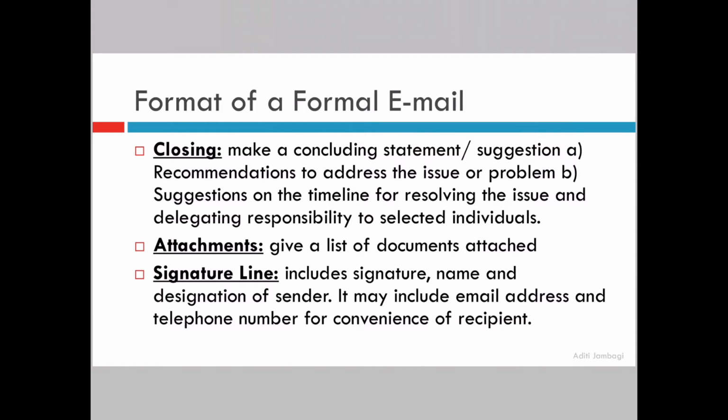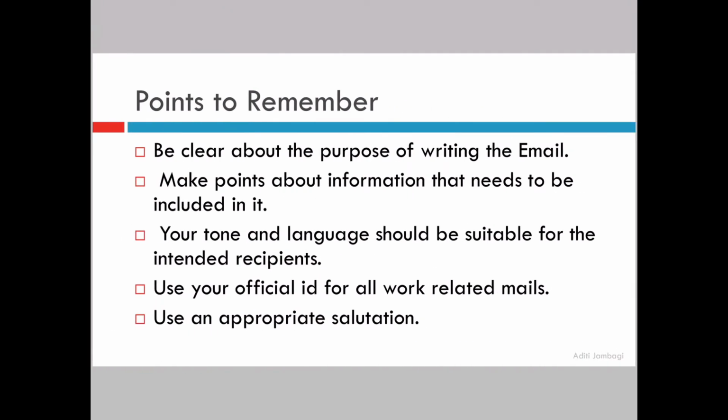Then attachments. If you want to attach any documents or any proof or any more information related to your email, you can do so in attachments. And signature line will include your name. It could also give email address, telephone number, or any other details that you want to include for convenience of the recipient. Okay.